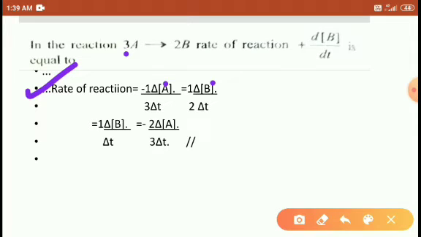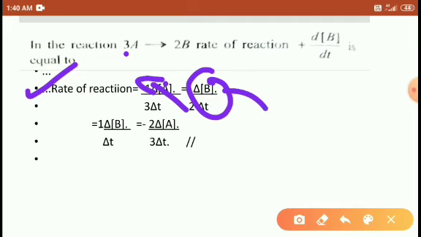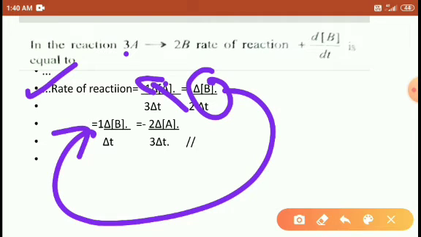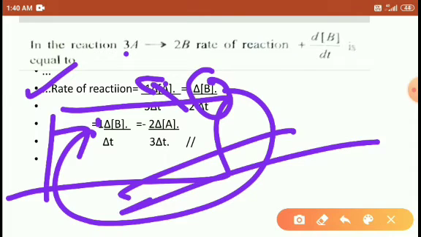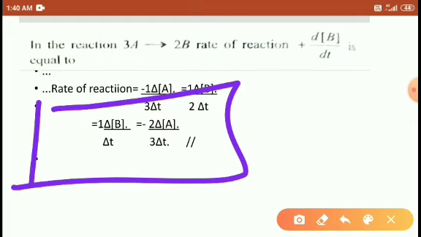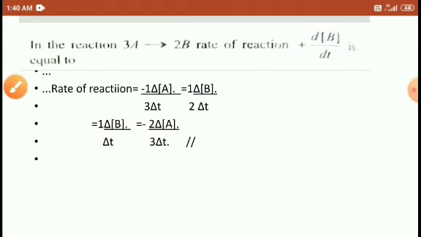Then what happens, students? We have to find out this value. This 2 will be moved here to the numerator, then this is taken outside, then it becomes delta B by delta T. Sorry students, this is not 1. So delta B by delta T is equal to minus 2 by 3 times the change in concentration of reactant with respect to time. This is the answer. Right, students?